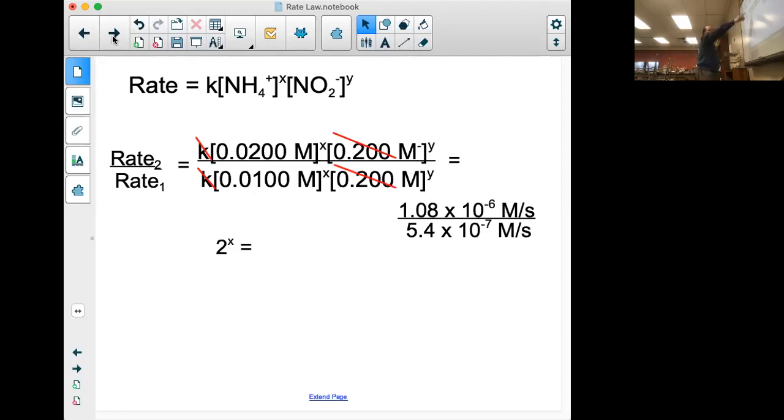We're going to get a relationship here of 2 to the x, because that x we still don't know, is going to equal 2. So what value of x will give us 2? 1. So that tells us that the exponent for ammonium is going to be to the first power.